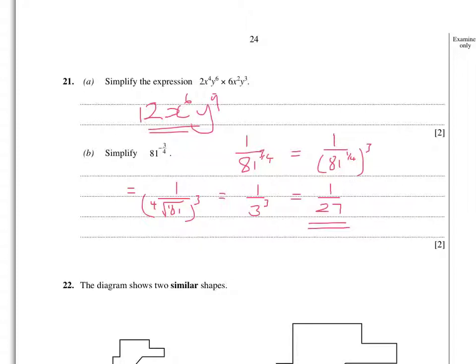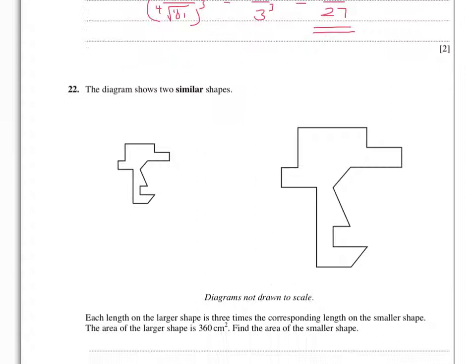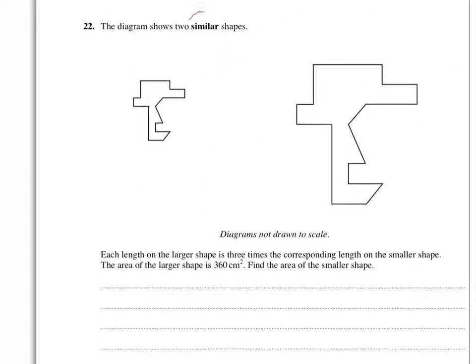Okay, let's keep going. 22, similar shapes. They don't embolden it for us. That's the key word here. Each length on the larger shape is 3 times the corresponding length on the smaller shape. The area of the larger shape is 360 square centimetres. Find the area of the smaller shape. Right, just highlight things here because this is a little bit confusing.